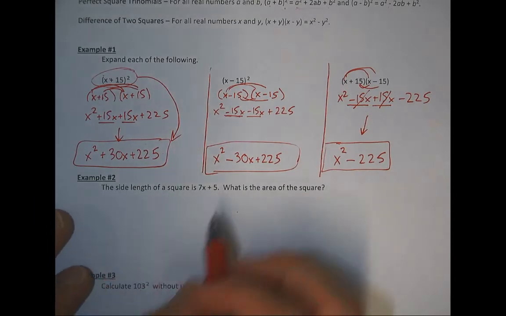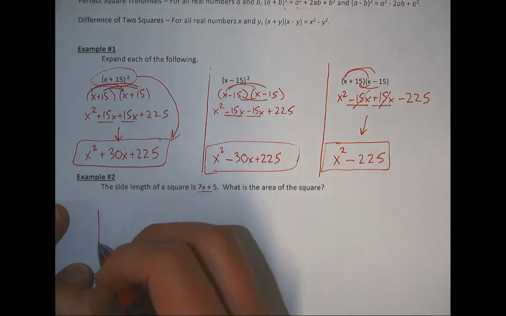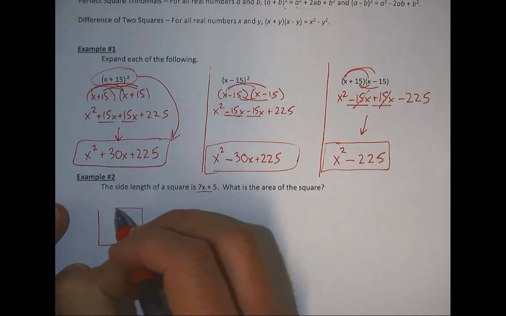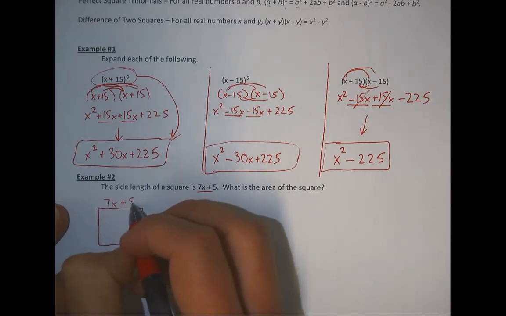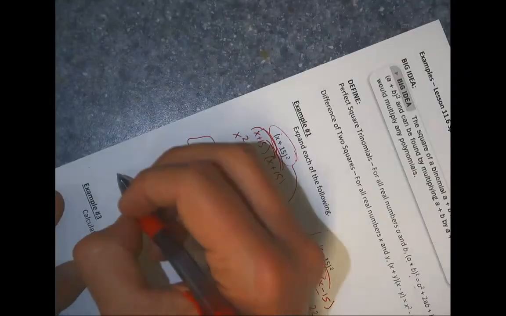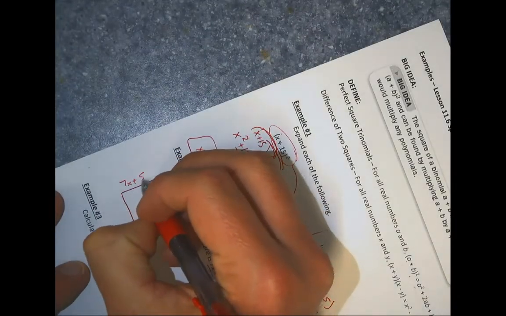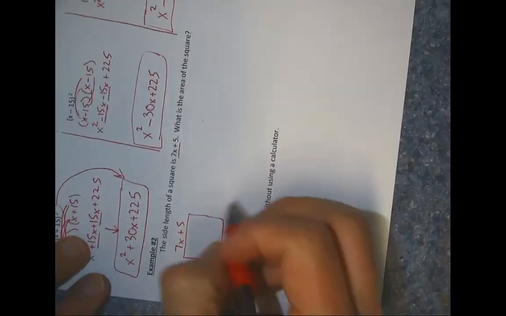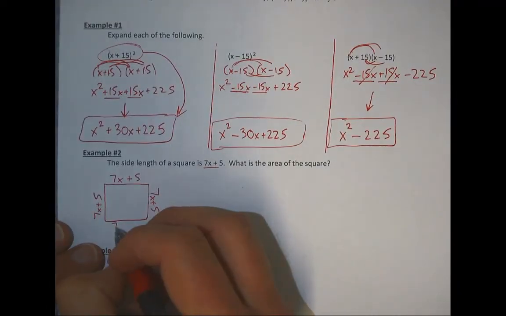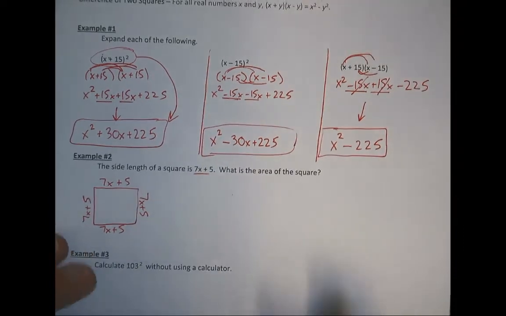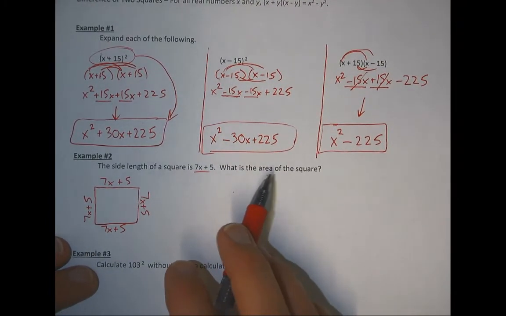The side length of a square is this. So what we know about a square is that all the sides are the same. That's why it's a square. So it's 7x plus 5, and so is this side, 7x plus 5. So is this side. That's what makes it a square. And you know what? The bottom of it too is 7x plus 5. So what's the area of the square?